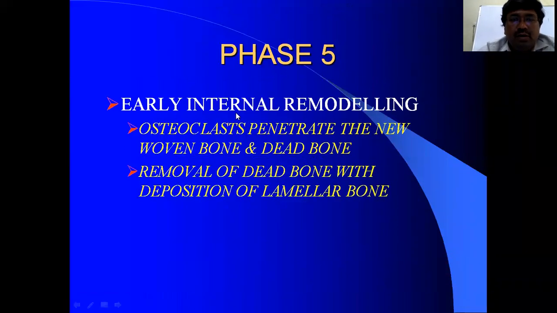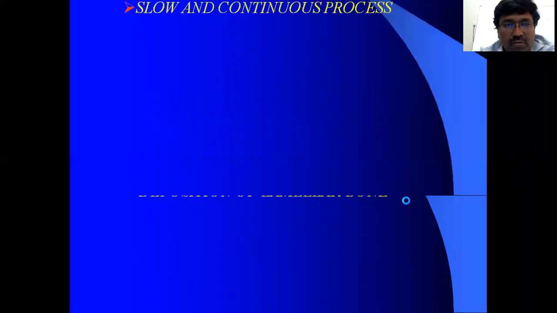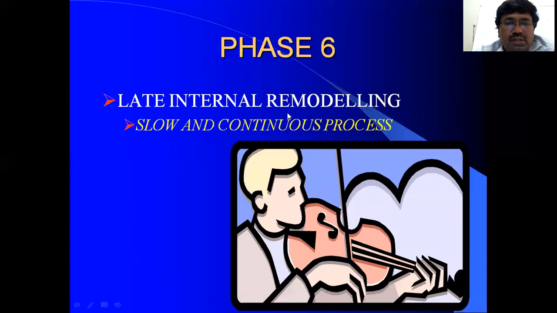So stage 5 is a stage of internal remodeling. Osteoclasts come into action and penetrate the woven bone and dead bone. They remove the dead bone with the deposition of lamellar bone. Phase 6 is a very slow internal remodeling stage. It is a very slow process.